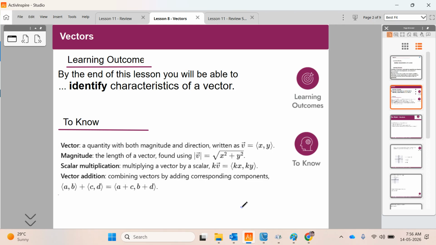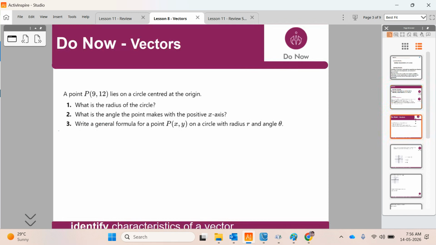We cannot. All right, so we're going to kick off with a bit of a do now. Pause the video at home, for those following at home. Have a go at this question, and then we'll discuss it.